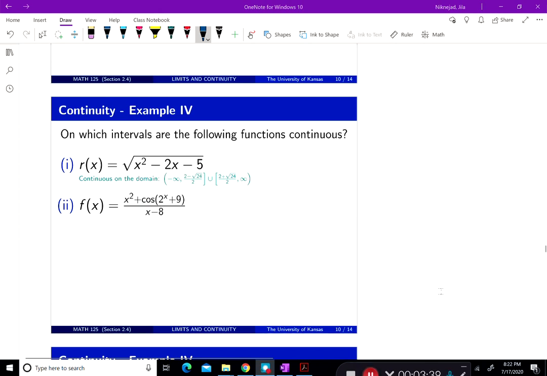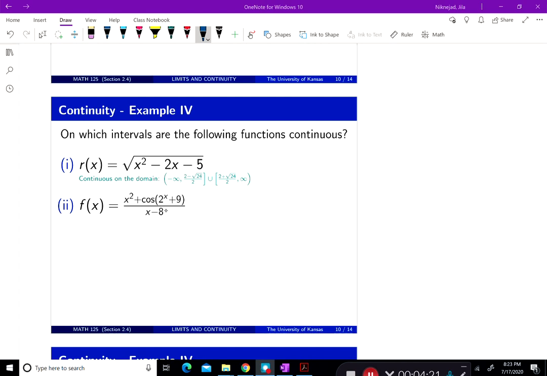How about part 2 of the example, which is f of x equals x squared plus cosine of 2 to the power x, plus 9 over x minus 8. In this case, cosine takes any real number, so that is not going to cause any restriction to the domain. And x squared also doesn't cause any restriction, but x minus 8 in the denominator, so the zero of the denominator is a restriction to the domain.